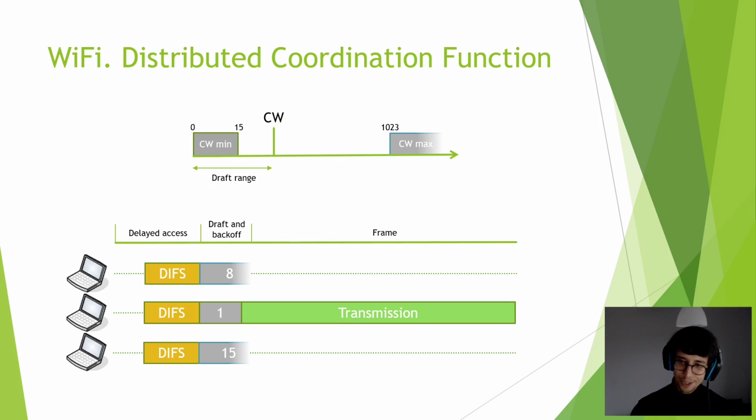However, this is tricky to balance. If the window is too large, then the stations can take unnecessarily long delays before transmitting, and if, on the other hand, it's too small, there are going to be frequent collisions.